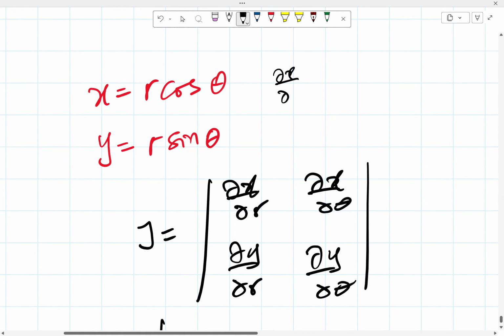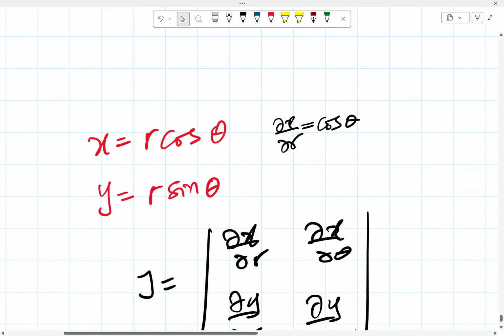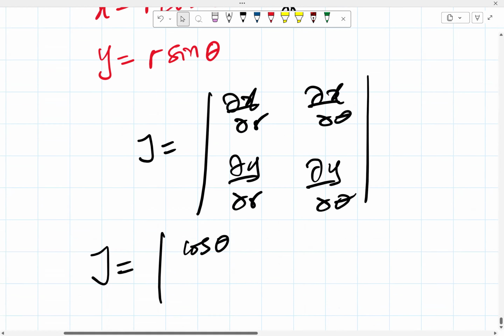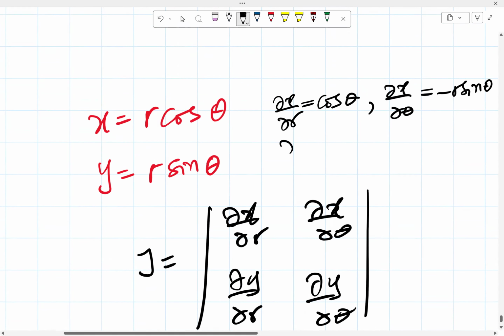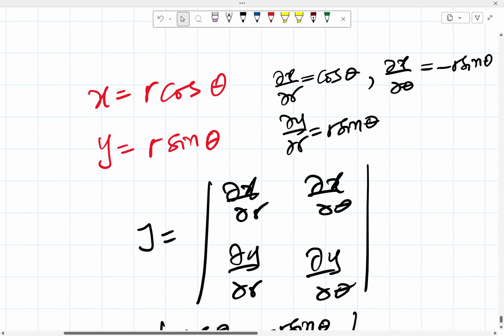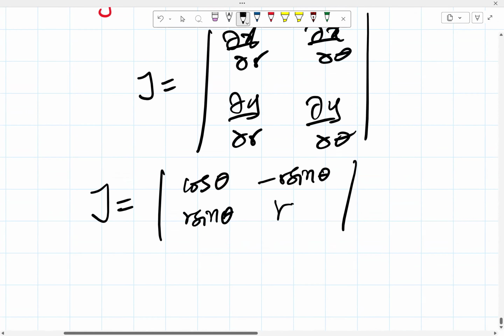Partial x, partial r is equal to cos theta simply. Partial x, partial theta: differentiate r cos theta, you get minus r sine theta. Then here you have partial y, partial r, which is r sine theta. Next you have partial y, partial theta, which is r cos theta.